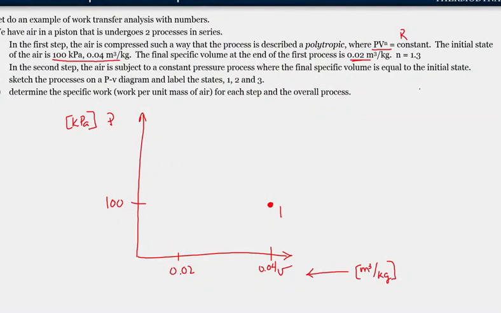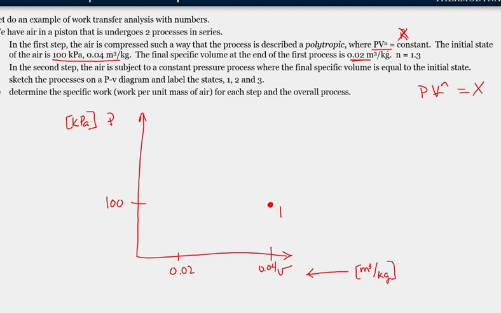So let's take a look at what we were told. From state 1 to state 2, the gas undergoes a polytropic process where PV raised to the power n is a constant value. I decided I don't like r, so let's use x. That's a good choice because r could be radius. X has no special meaning in thermodynamics. So that's a constant value.